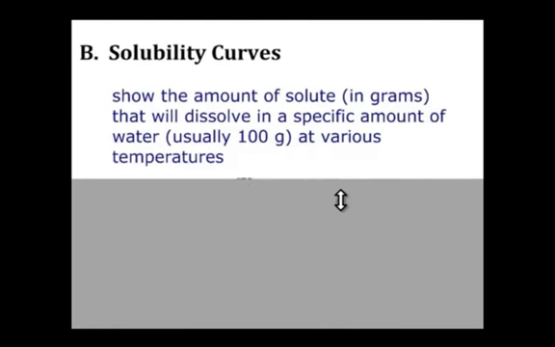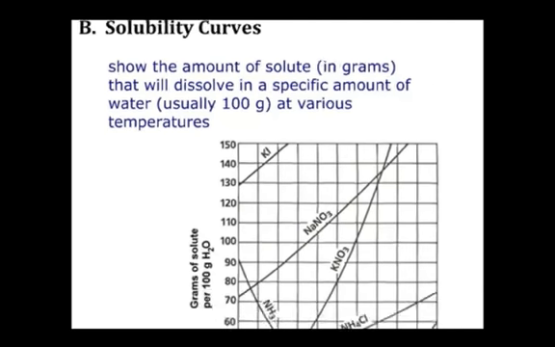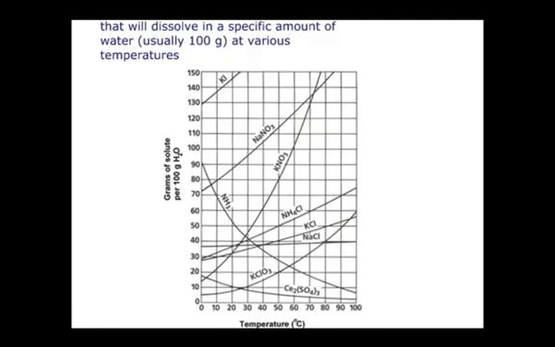Solubility curves are graphs that show the amount of solute, usually in grams, that will dissolve in a specific amount of water, usually 100 grams, at various temperatures. So let's take a look at a solubility curve. Here's one. In fact, the one that's on your worksheet will look a lot like this. I think it's identical. If not, it's really similar.